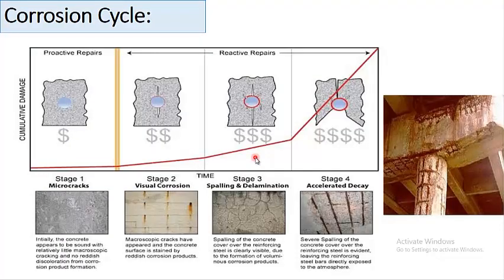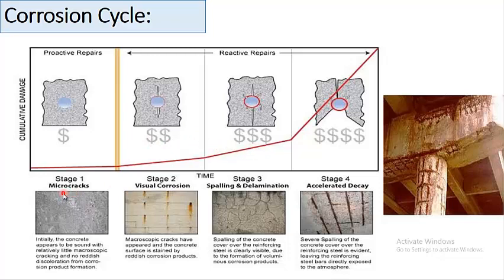Here is the corrosion cycle. There are a few stages which I'm going to discuss. At stage 1 there are microscopic cracks. Now it has very low cost if we maintain the steel. As you can see over here, as the corrosion increases, the price of the repair is also increasing.